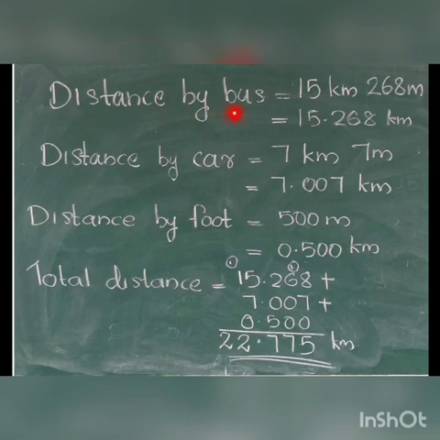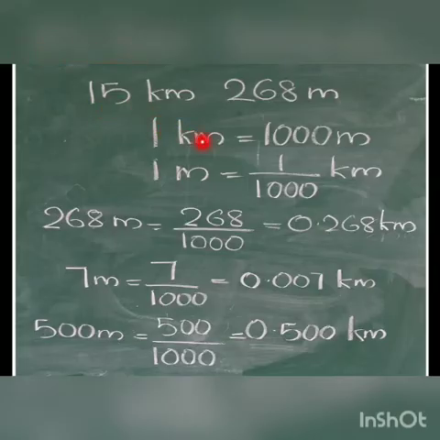The distance by bus, 15 km 268 meter. When converting to kilometer, 15.268 kilometer. Then distance by car, 7 km 7 meter, again converting, 7.007 kilometer. Distance by foot, 500 meter. Converting this, 500 meters is 0.500 kilometer. Conversion again: 1 kilometer is equal to 1000 meter. Therefore, 1 meter is equal to 1 by 1000 kilometer.